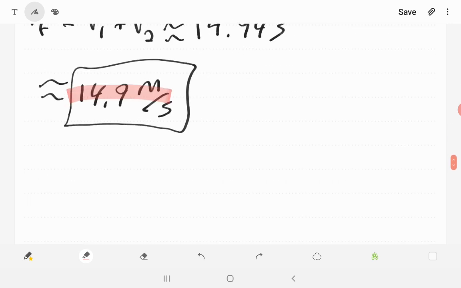So there you have it. The final velocity of our box at the 21 meters will be 14.9 meters per second.